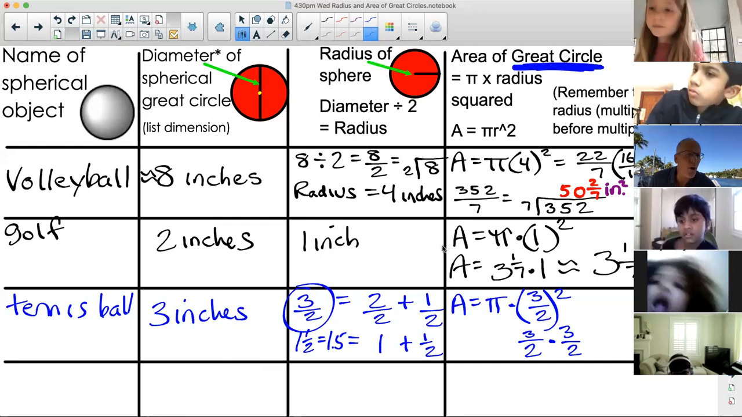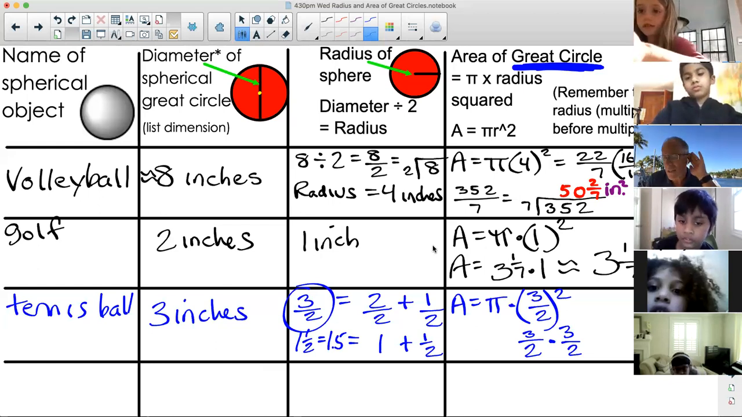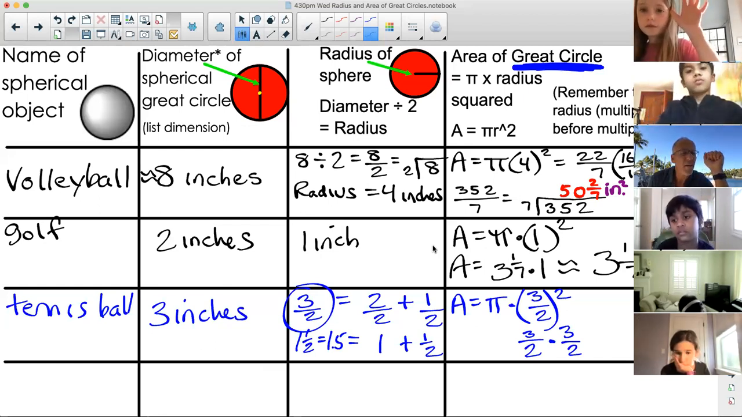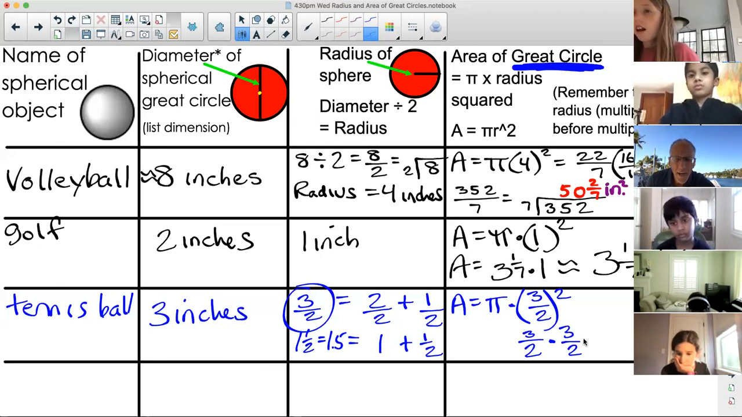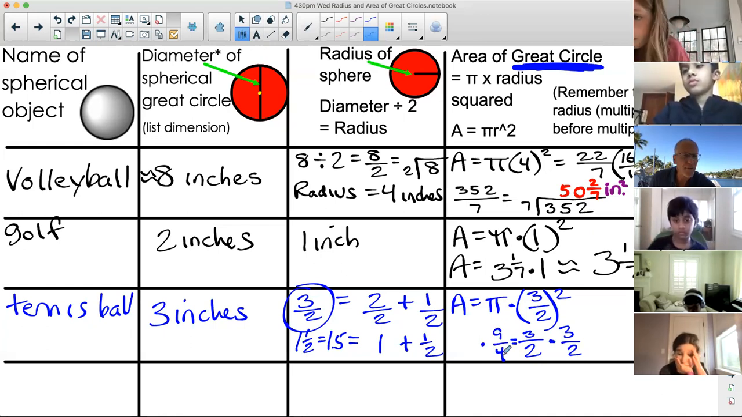Raise your hand, please. Don't call it out. Okay, Gabby. 9/4. Yes, everybody, it equals 9/4. 3 times 3 is 9. 2 times 2 is 4. Now, all we have to do is multiply 9/4 by 22/7.